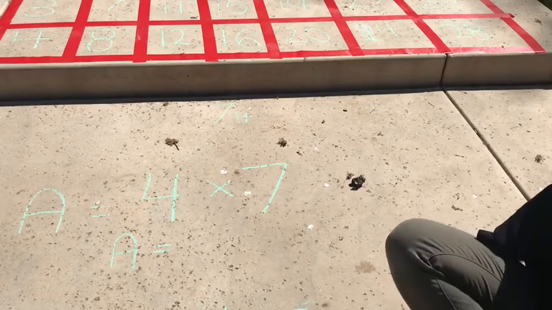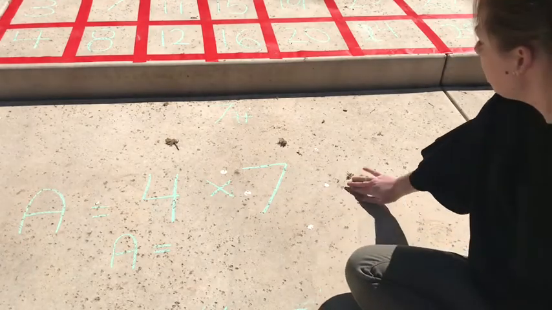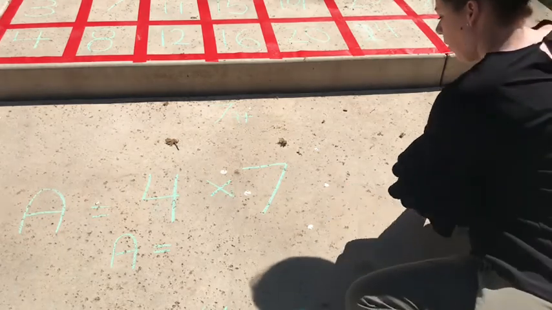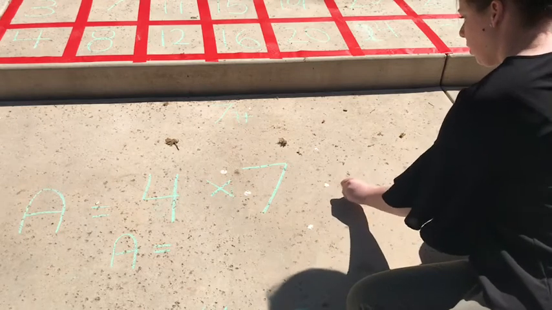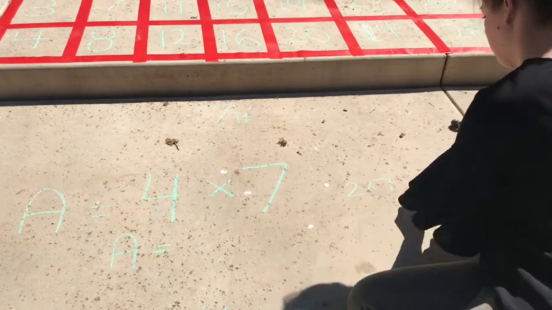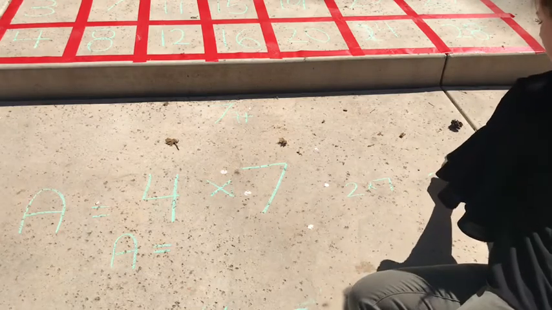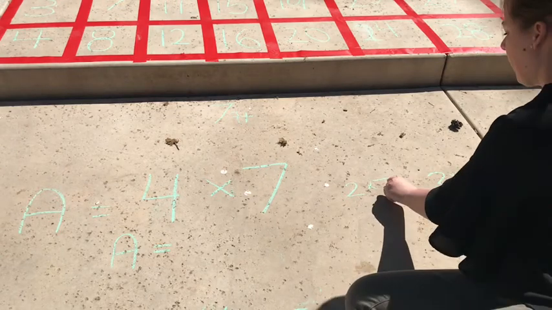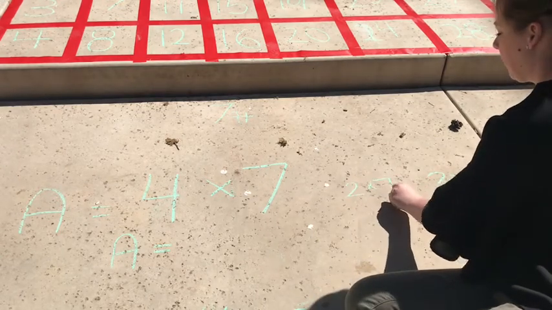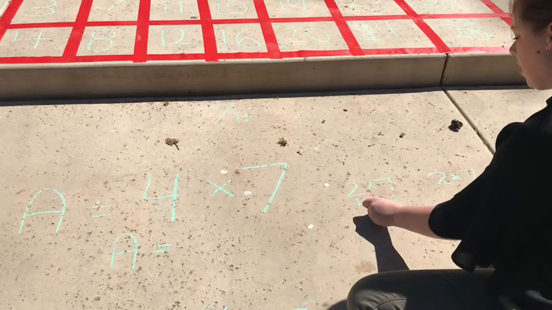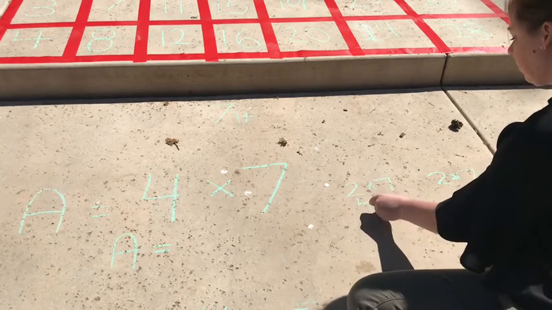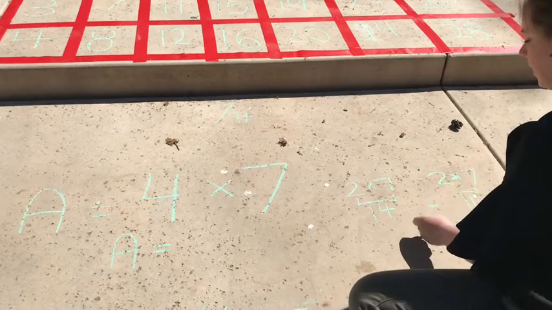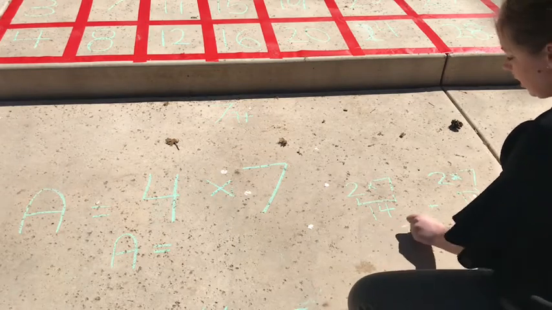So, if I'm confused about a multiplication problem, I like to break it down just a little bit further. So, I can also break this down to 2 times 7 and 2 times 7, and then add those two together. And that'll be the same thing as 4 times 7. 2 times 7 is 14. And then 2 times 7 is 14. And so 14 plus 14 is 28.